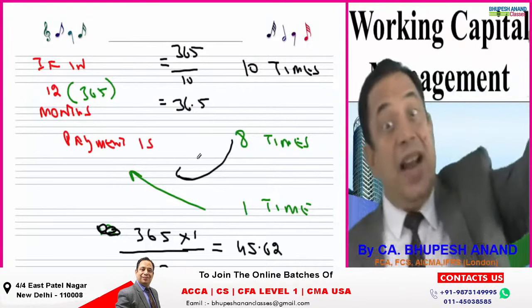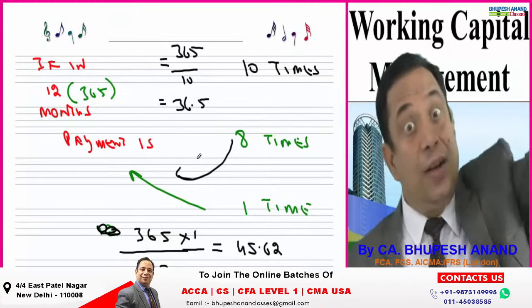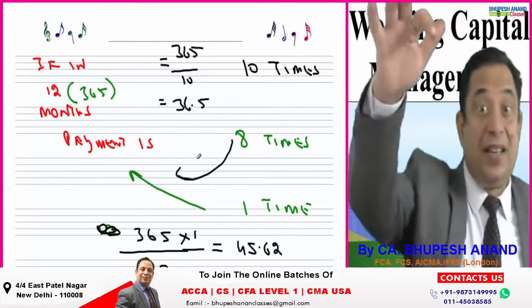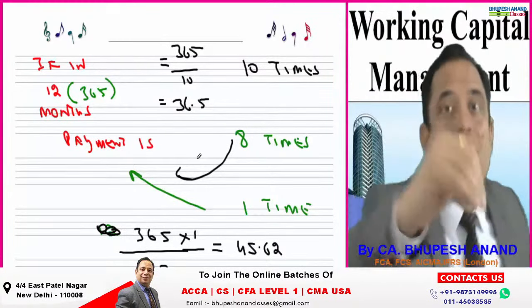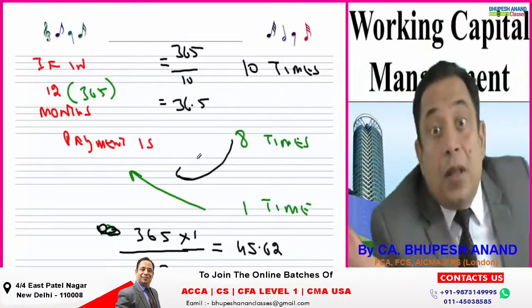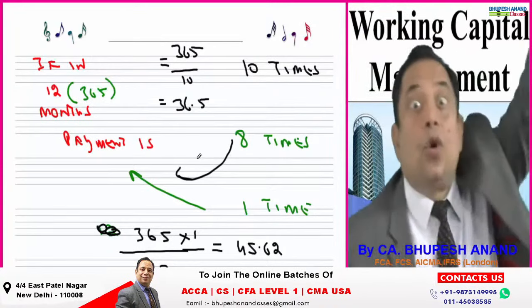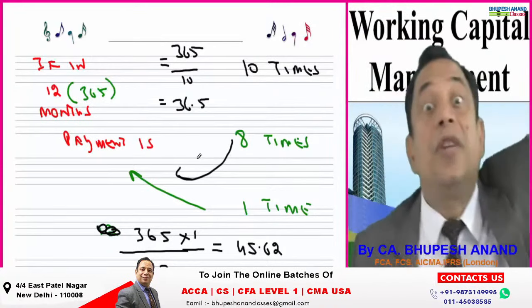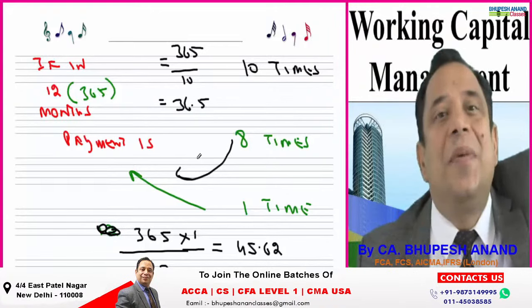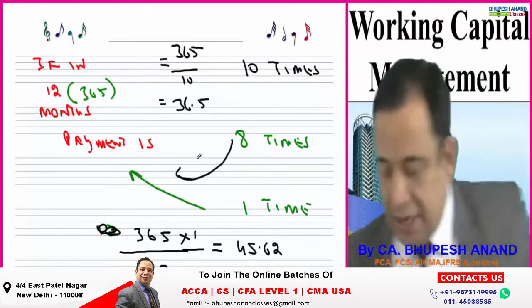In inventory and in debtors turnover, I told you the higher the ratio, the better it is. But in case of creditors turnover ratio, the lower the ratio, the better it is. Because the higher the turnover ratio, the lower the number of days, and the lower the coefficient. It means I am getting more credit period. You getting the crux? So please write down something.